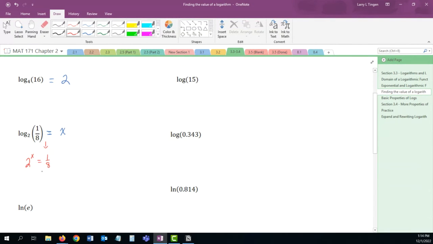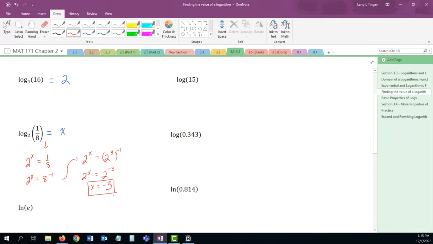This looks like a problem we've done before, right? If I can get the bases to be the same, I can find my answer. Well, the 8 is in the denominator. I don't really like it down there because it doesn't do me any good. So I bring it up to the numerator by using the negative power. And then what I want is the same base. Well, 8 is 2 cubed, right? So if 2 to the x is equal to 2 to the negative 3, then x equals negative 3.